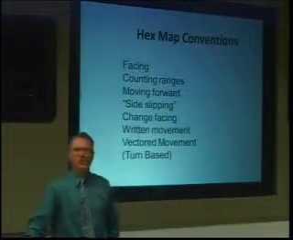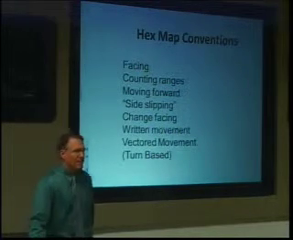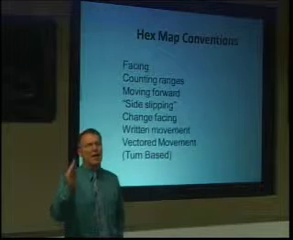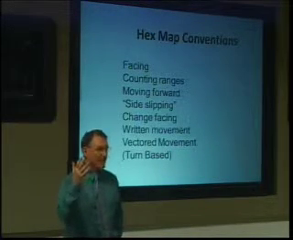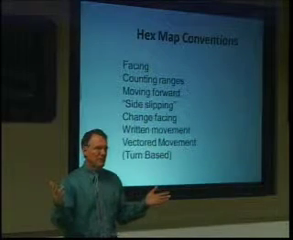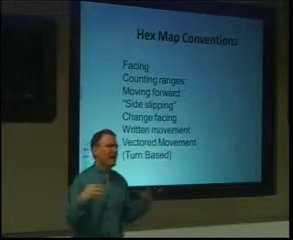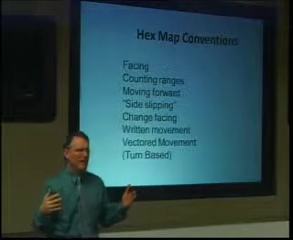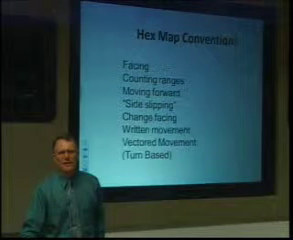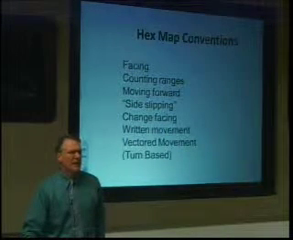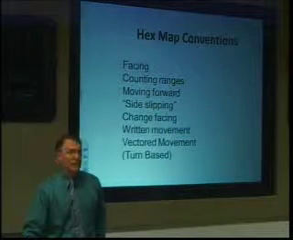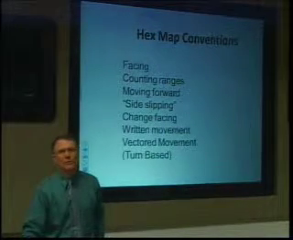Changing facing would be turning. You could have written movement, which you frequently see when using a hex map, like 3 ahead, turn left, move 2 more, things like that. Or vectored movement, where the units are moving at the same time based on their speed. If you want to know about that, I can elaborate. It's kind of hard to demonstrate. Hex map games are usually turn-based, but not necessarily. If you use vectored movement, you could conceivably make it continuous.